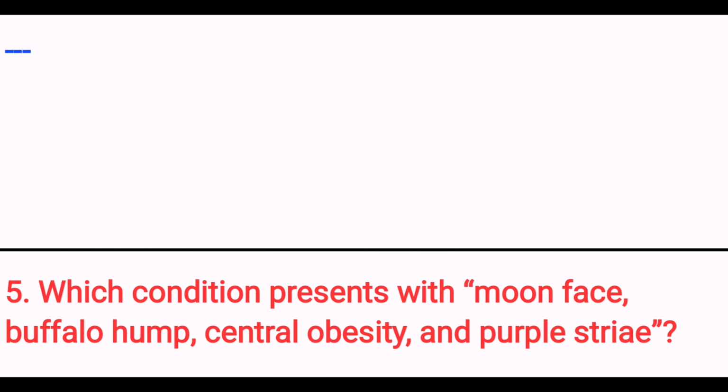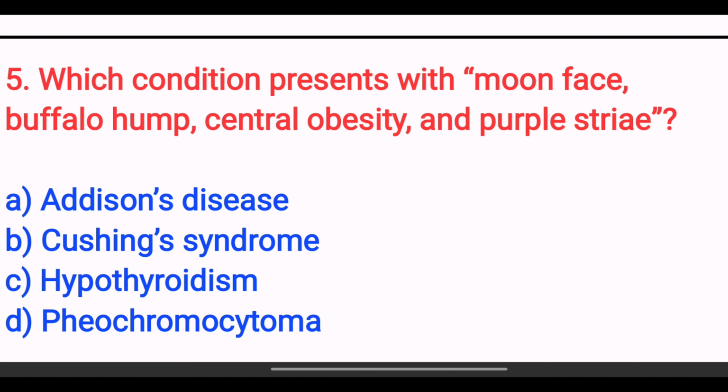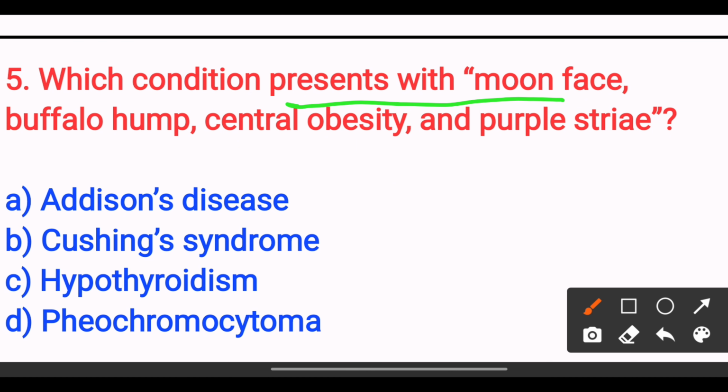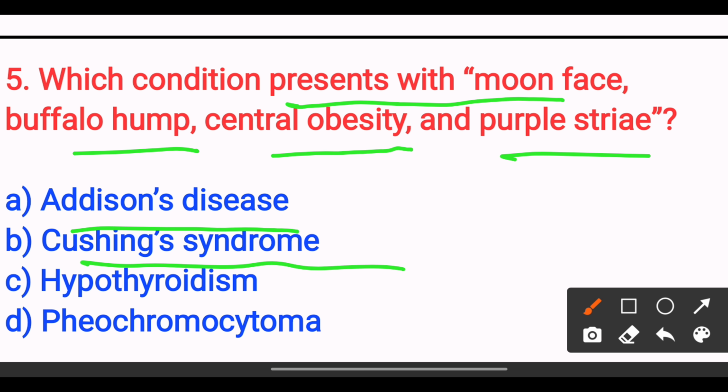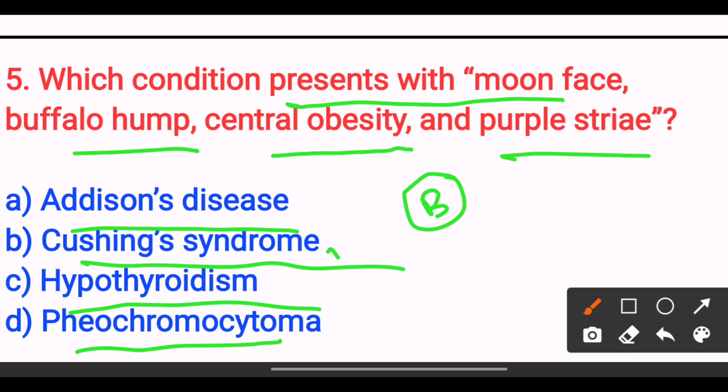Next, which condition presents with moon face, buffalo hump, central obesity and purple striae? Option A, Addison disease; option B, Cushing syndrome; option C, hypothyroidism; option D, pheochromocytoma. The answer is option B, Cushing syndrome, because these are the classical features of excess cortisol.